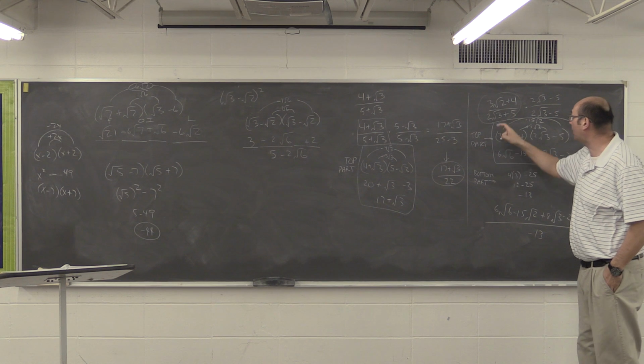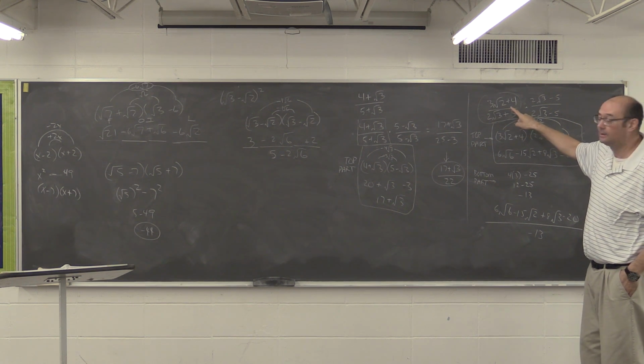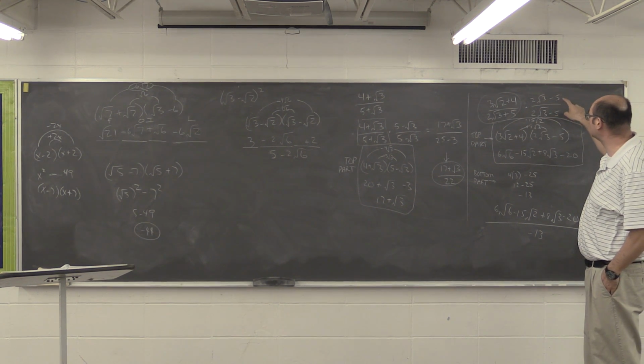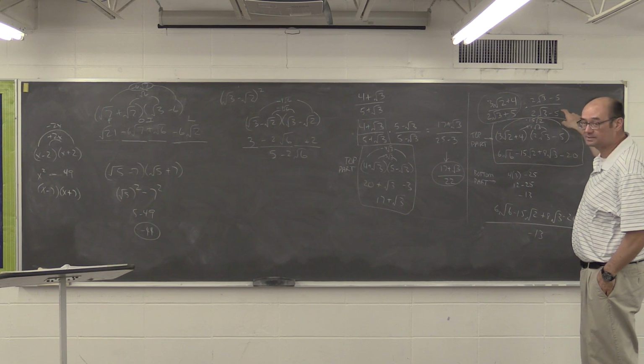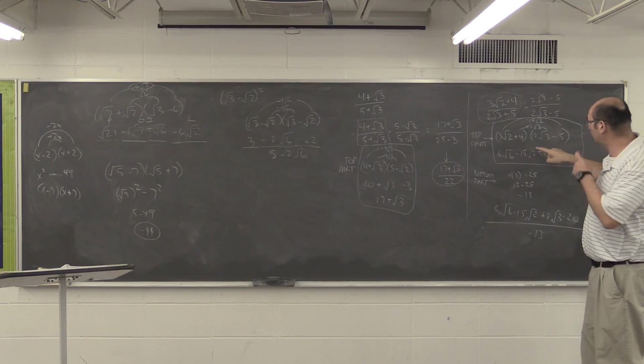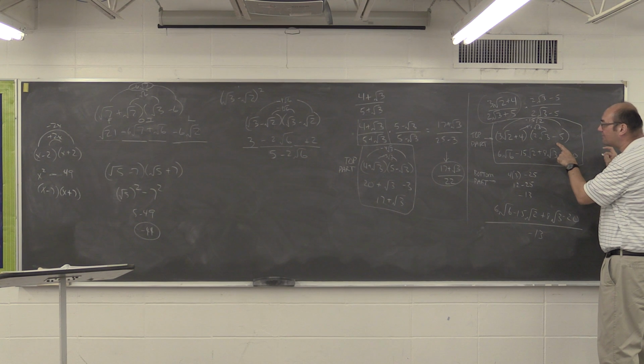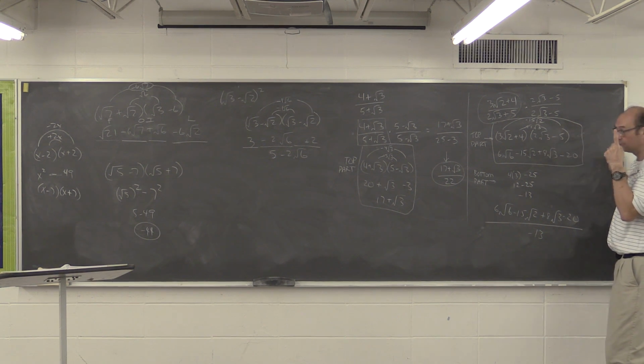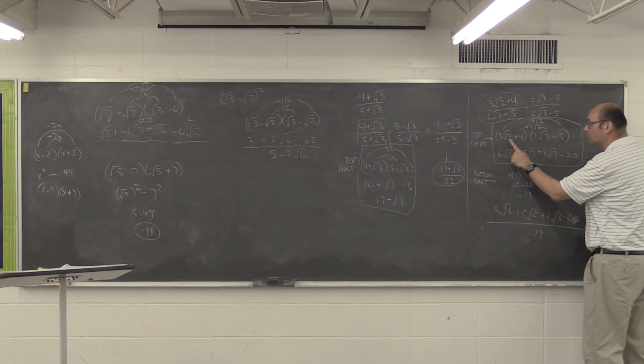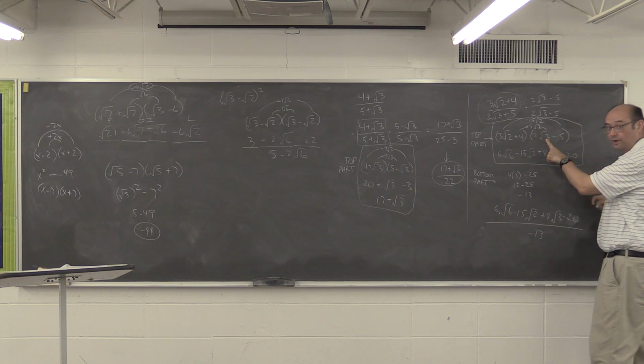So let's do the top part. 3 square root 2 plus 4 times 2 square root 3 minus 5. Remember, we multiply top and bottom by the same. So 3 square root 2 plus 4, 2 square root 3 minus 5, and here we go. FOIL first. All right, 3 square root 2 times 2 square root 3.